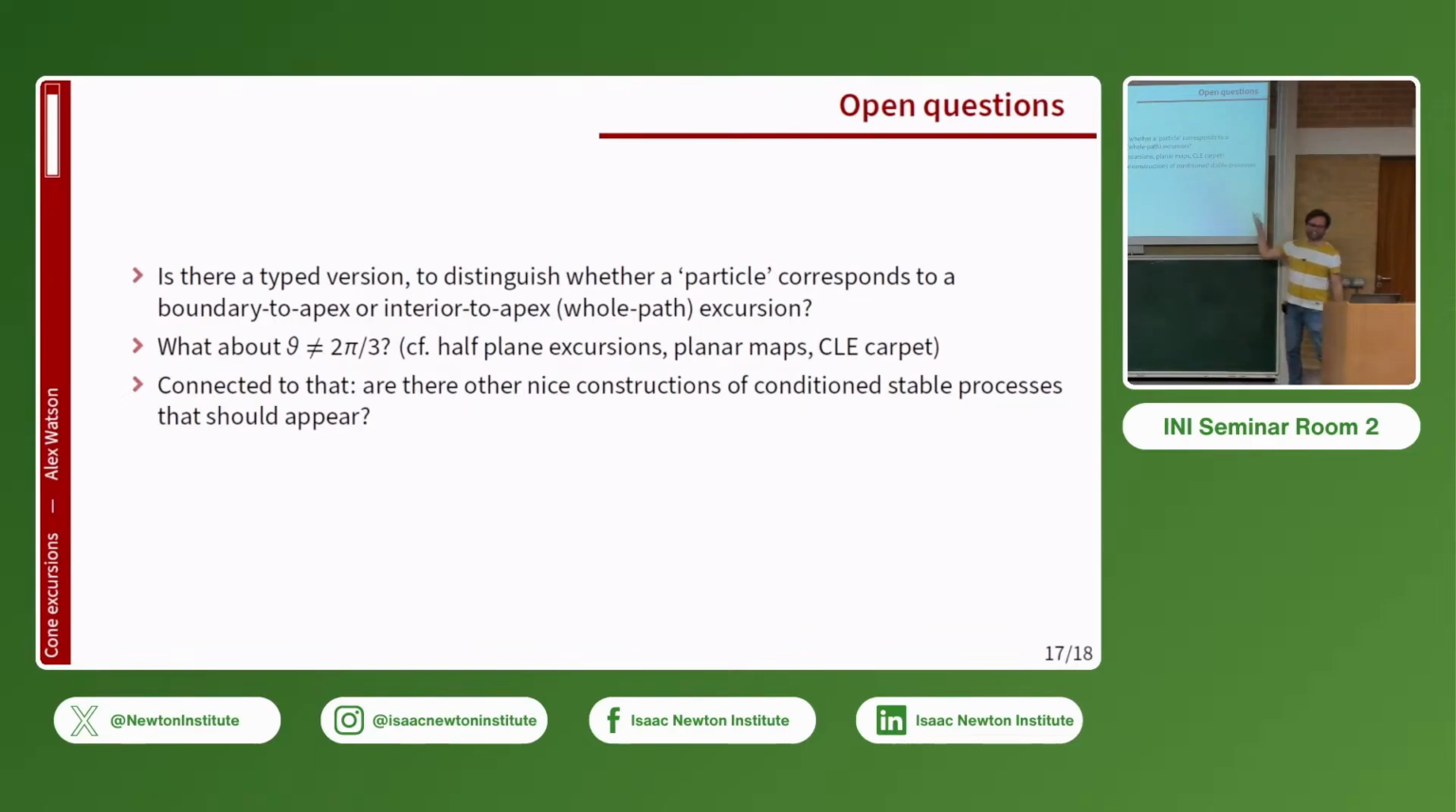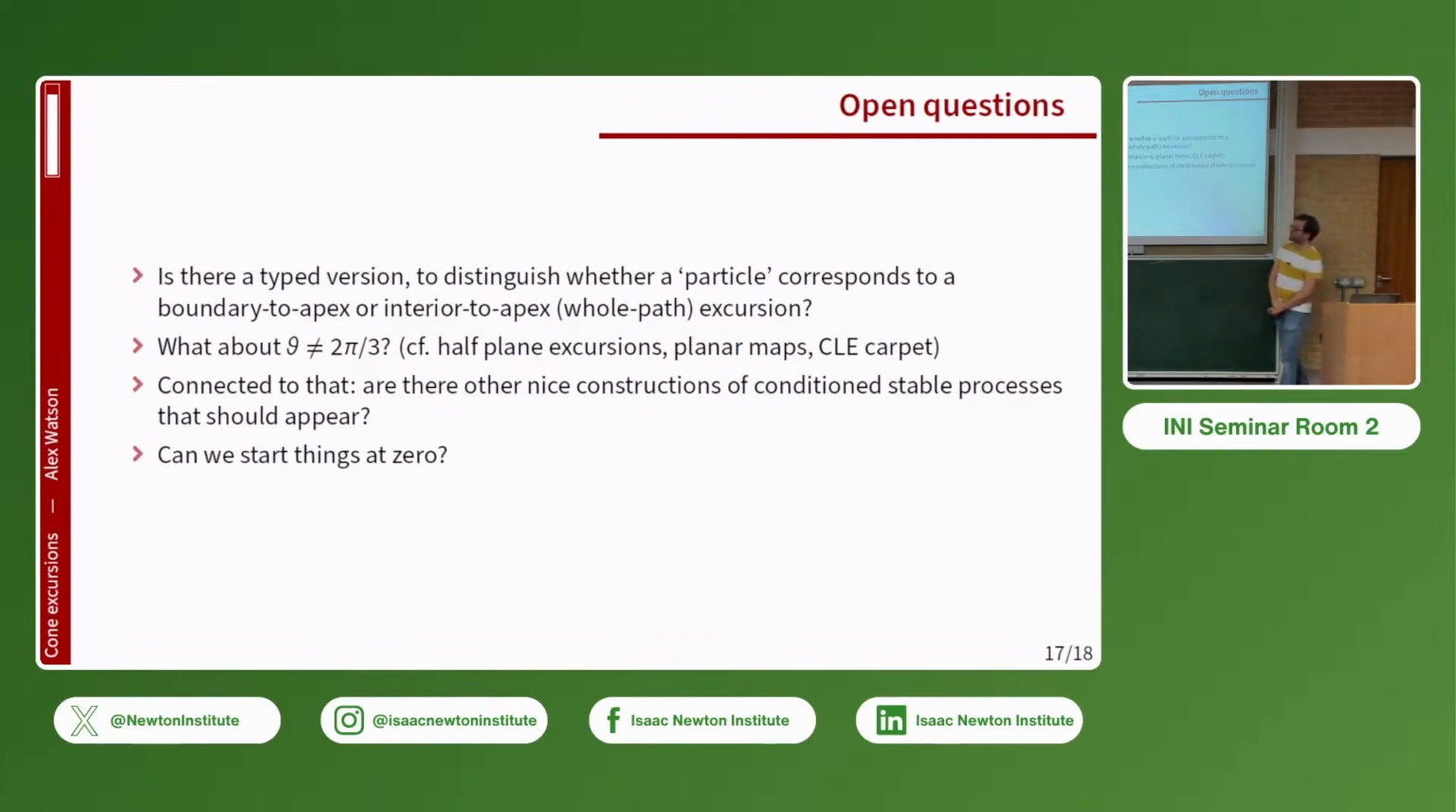My secret interest in the whole thing is, are there perhaps other nice constructions of these conditioned stable processes? Because all the stuff that we did with this L1 norm, it's really specific to theta equals 2 pi by 3. So extending that out would be really interesting. I have a few thoughts about that, but nothing concrete.